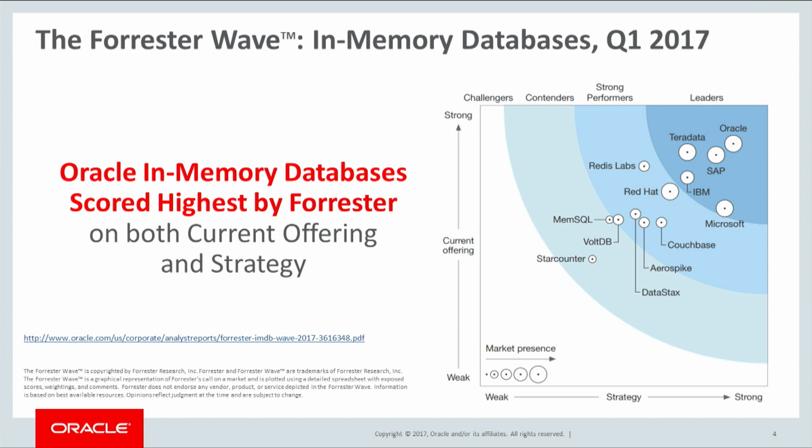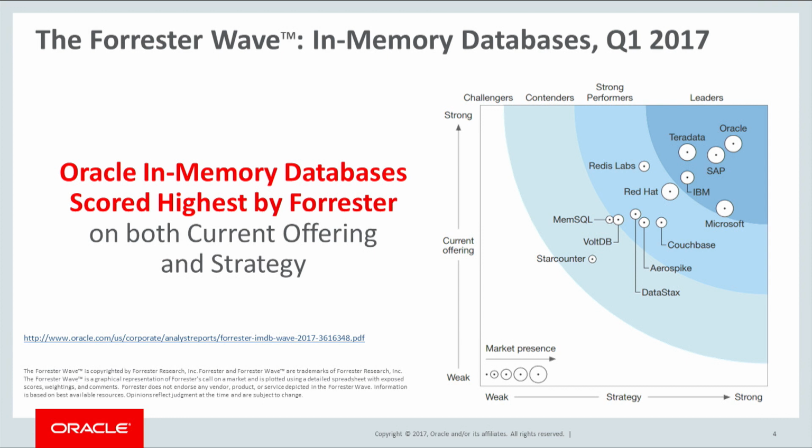I'm very biased. I'm a product manager, and I'm also a developer. I wrote over 30,000 lines of C code for it, so I'm biased. This is something that Forrester put out recently. They've ranked TimesTen and Oracle In-Memory above HANA.